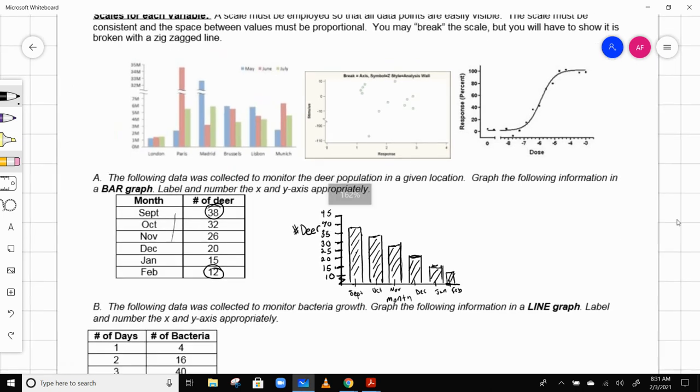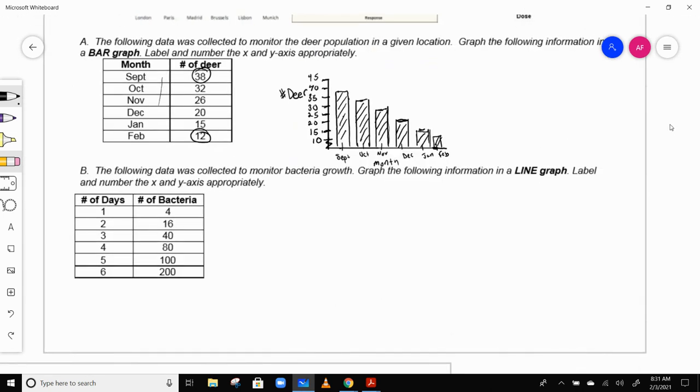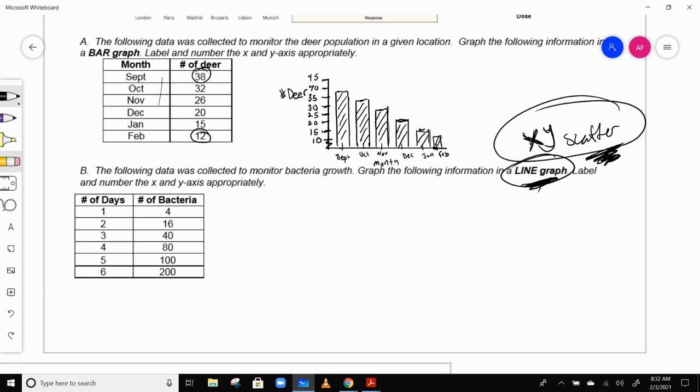Okay. Now, line graphs or XY scatter graphs. You might see them called line graphs, but really it's just an XY scatter graph. And if it is a line, you can draw a line. So typically you'll see it labeled as XY scatter.